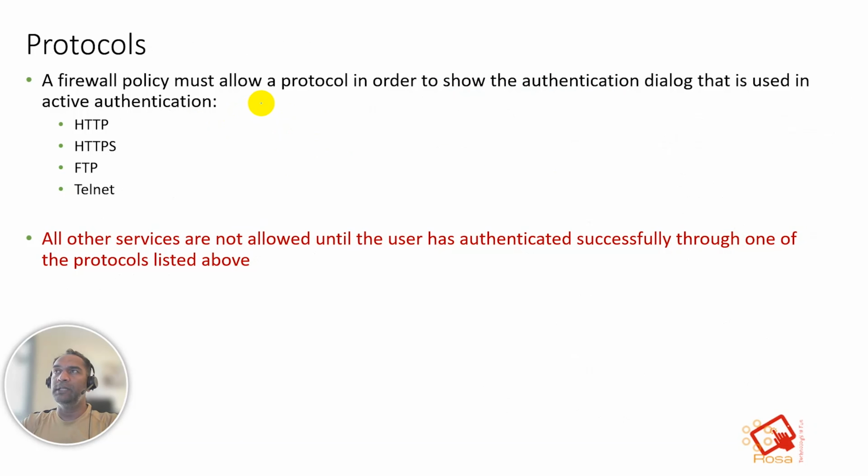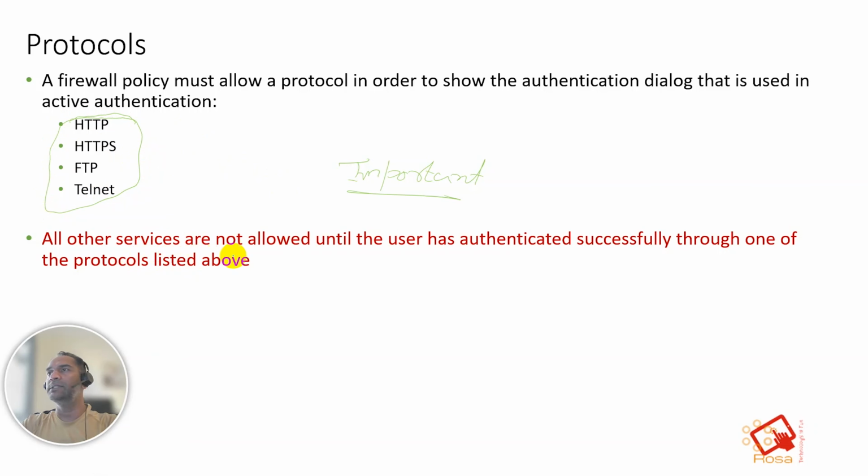What is important now? This is very important here. If you don't check this, that means your authentication may not work properly. A firewall policy must allow a protocol in order to show the authentication dialog that is used in active authentication. So you have to allow these protocols under the firewall policy, because if you don't allow these, then the captive portal will not work and user authentication cannot take place.